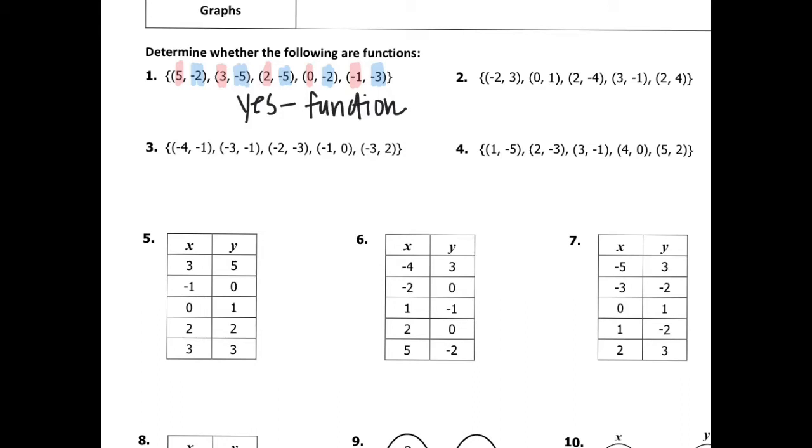Okay. Let's do one more and let's look at number 2. Let's take a look at all of our x values. Whoops. Gotta get my highlighter. 2, 0, 2, 3, 2. Okay. Then my blue highlighter for my y values. Now I'm going to take a look at each of these points. I've got -2 paired with 3. I've got 0 paired with 1. I've got 2 paired with -4. 3 paired with -1. But look here, I also have 2 paired with 4.